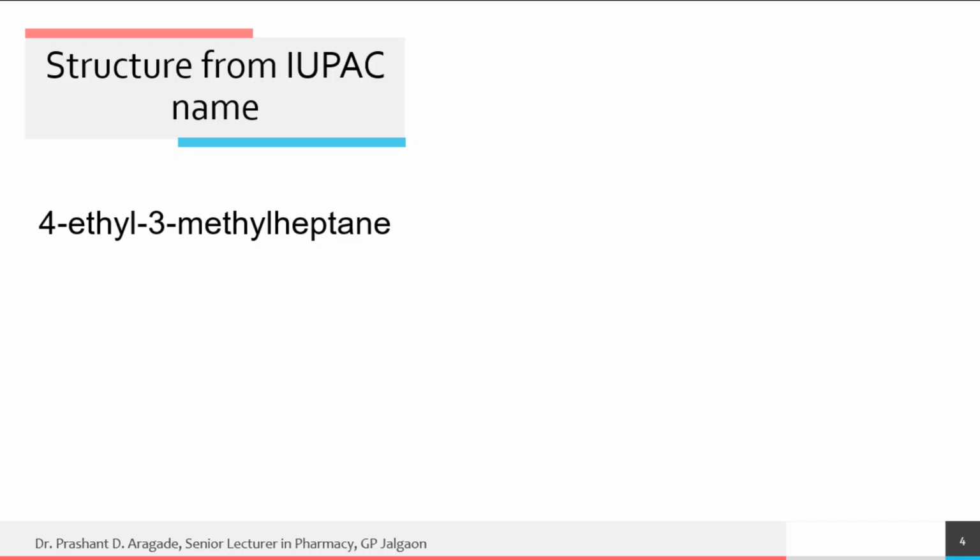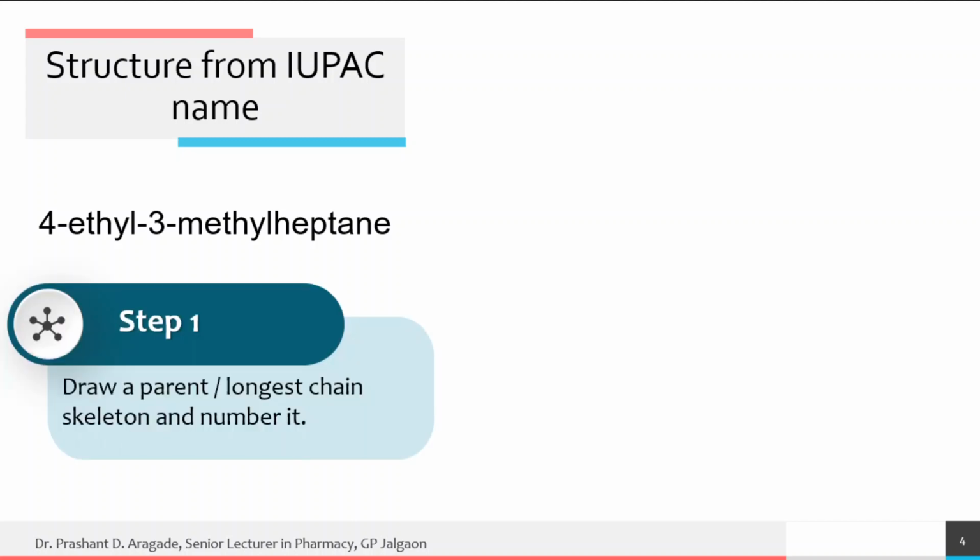The IUPAC name of one of the compounds is 4-ethyl 3-methyl heptane. So think on that. Try to draw the structure of this compound. Follow step number 1. You have to draw a parent chain or longest carbon chain skeleton and number it. In that example, the parent chain is heptane. So heptane means there are 7 carbon atoms.